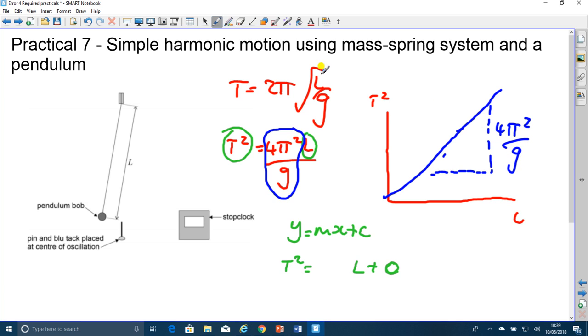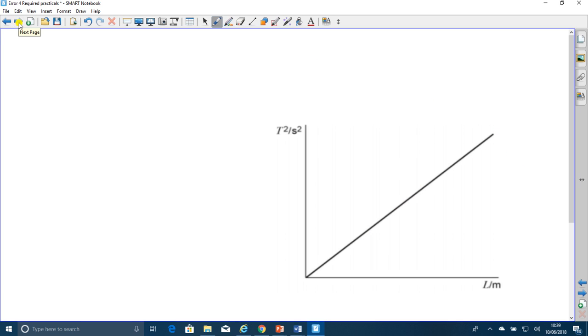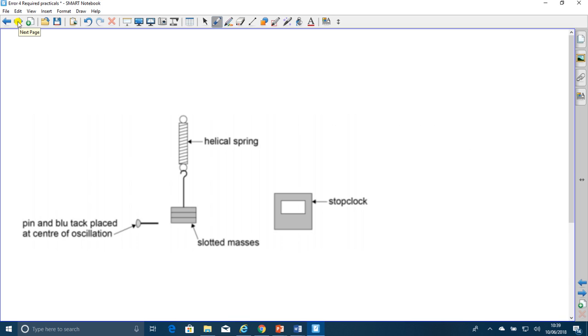And it's exactly the same theory when we do the mass on a spring. Now it's important to remember, how are you going to make it more accurate? Well, you use a fiducial marker, which is just a pin, and that avoids parallax error and enables you to get an accurate reading of the time period.